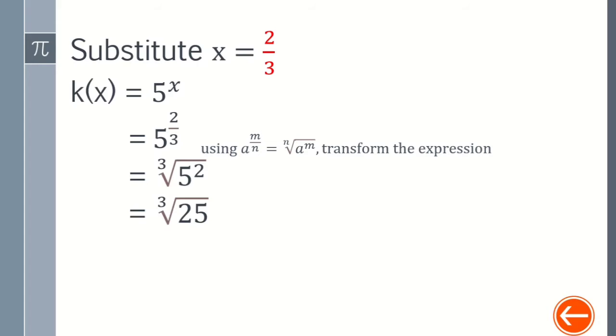So, papalit natin si 2 over 3 kay x. K of x equals 5 to the x. Kaya magiging 5 to the 2 over 3 power. Using this, a to the m over n equals nth root of a to the m. We're going to transform the expression like cube root of 5 squared. Kaya, squared natin si 5, kaya magiging 25. Kaya ang sagot natin ay cube root of 25.